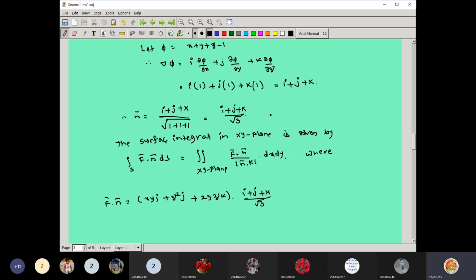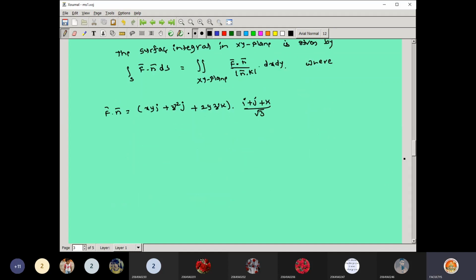Multiply i with i, j with j, and so on. Directly, that 1 divided by root 3 is a constant. So when I do the multiplication, you only get xy plus z square plus 2yz. This is nothing but the value we got here. This is your f bar dot n bar.